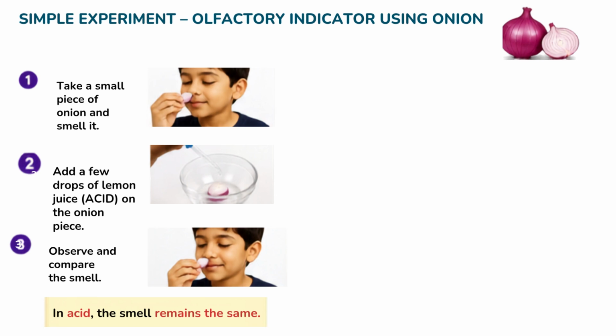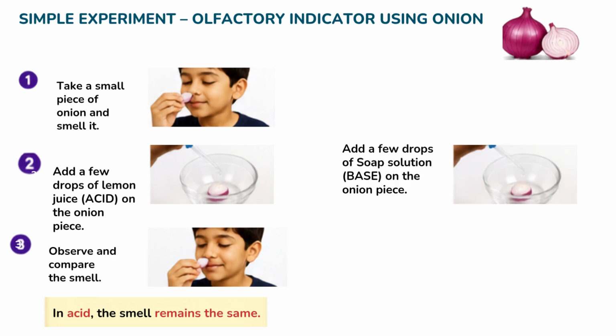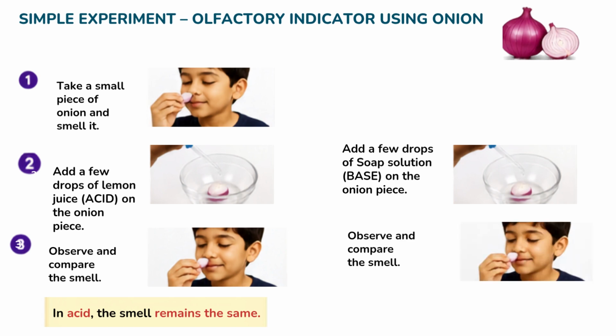Now, add a few drops of soap solution, which is basic in nature, on another piece of onion. Then smell the onion. The smell becomes weak or disappears in base. So, we can conclude that onions are olfactory indicators. In acids, the smell remains the same, but the smell becomes weak or disappears in base.